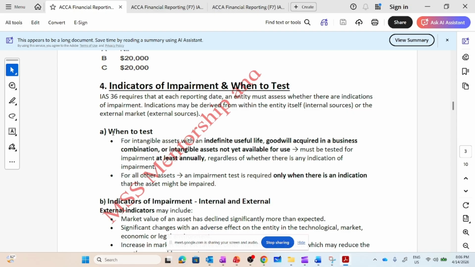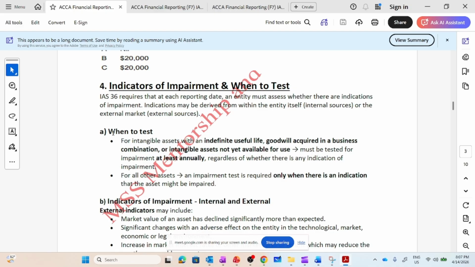I've already distinguished between internally generated goodwill and purchased goodwill under IAS 38. For purchased goodwill, goodwill that is acquired under a business combination should be tested annually for impairment. Finally, intangible assets not yet available for use. We are going to test it for impairment on an annual basis, at least. So you need to know these three points down. It is very important. You need to understand this point.